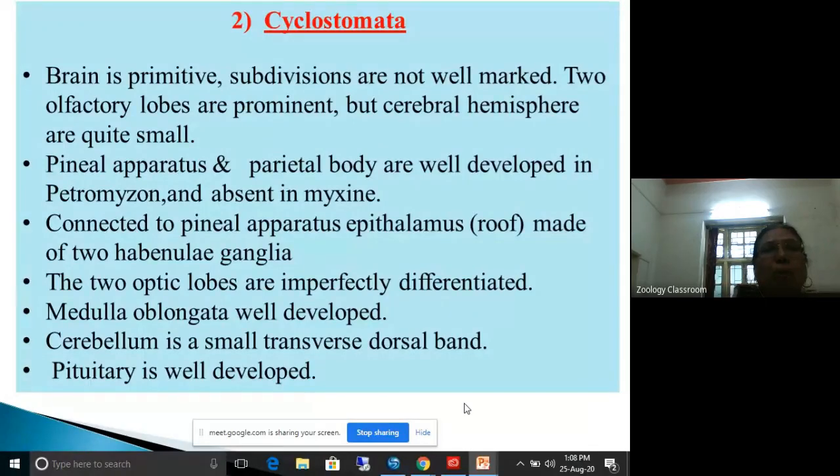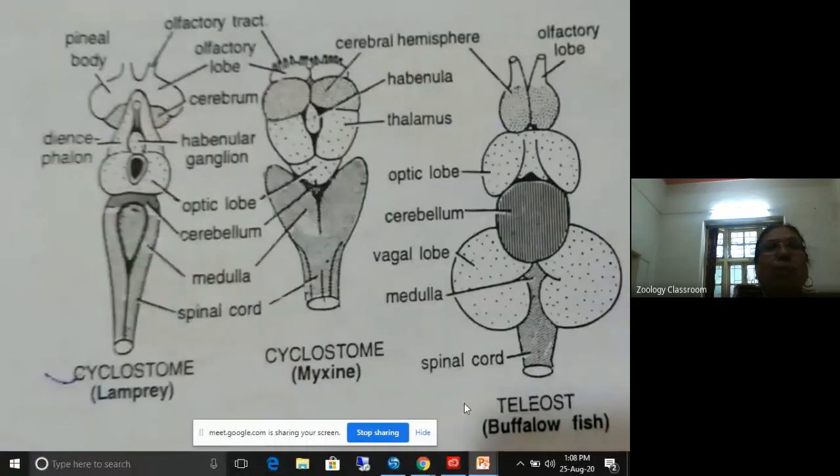Then in cyclostomata, for example Petromyzon and Myxine, the brain is not perfectly divided into subdivisions. It consists of the olfactory lobe and a smaller cerebrum. The pineal body joins to the habenular ganglion, and the diencephalon is also present. All parts are present but are divided imperfectly. Some parts are well developed, some larger, some smaller.